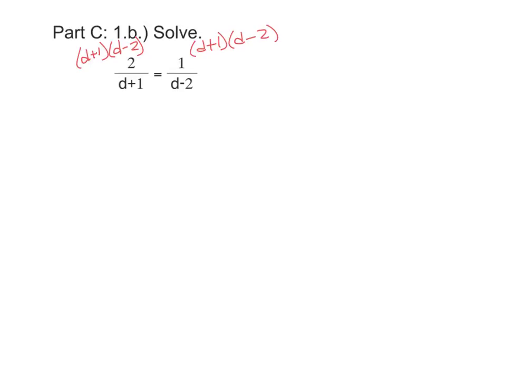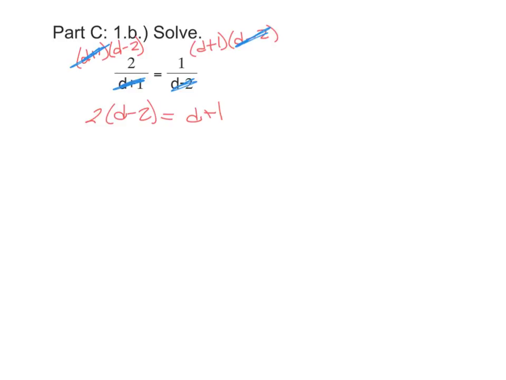Now, the reason that I do that is this d plus 1 that's in the denominator cancels with the d plus 1 that's in the numerator. Leaves us with 2 times d minus 2, which is not a fraction anymore. So that's great. On the right side of the equation, I have the d minus 2 canceling. So I'm left with 1 times d plus 1. So what I'm left with is a linear equation with no fractions in it anymore.